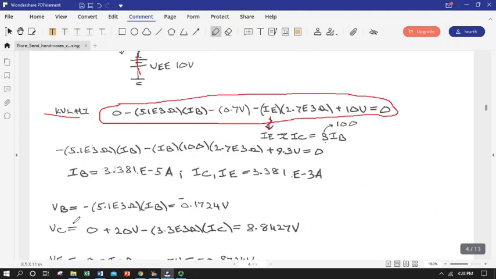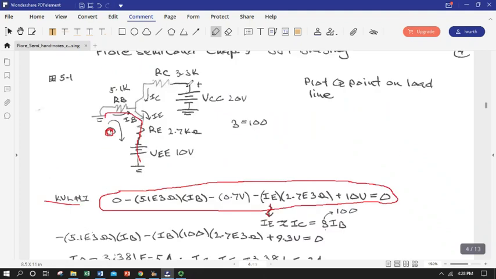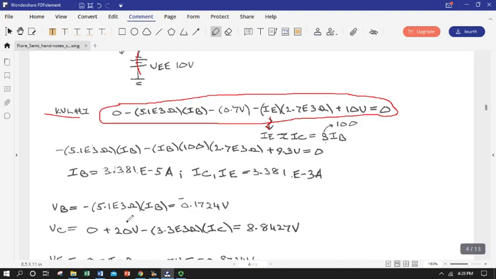We can do the same thing for the collector. We're going to start at ground and we're going to rise 20 volts, and then we're going to drop our collector current times 3.3K to get to this point, which is our collector voltage point. So that's what we did there. So our collector voltage is about 8.85 volts, give or take.